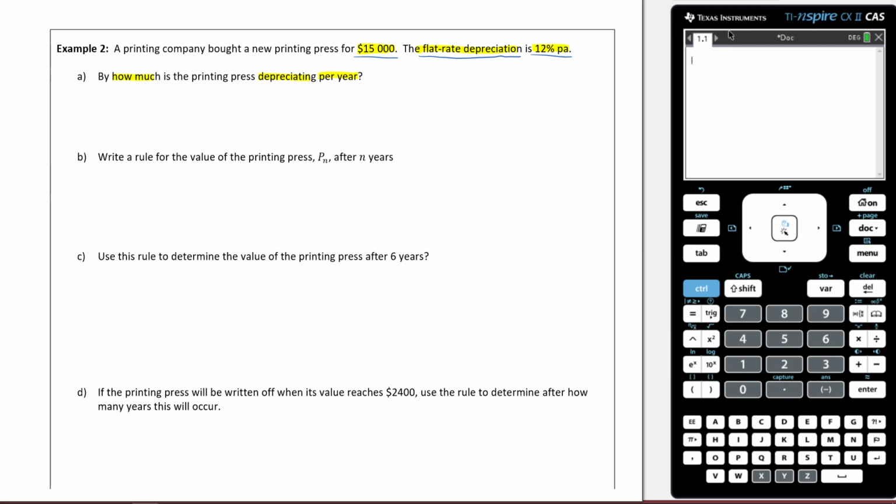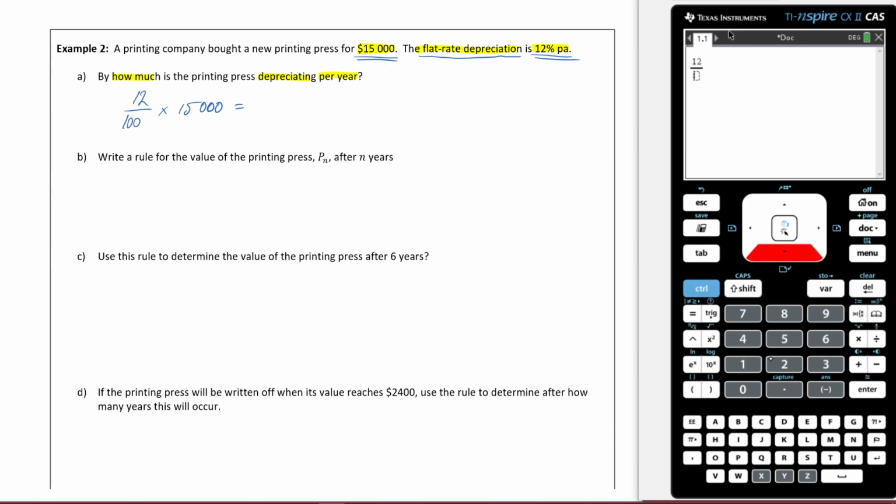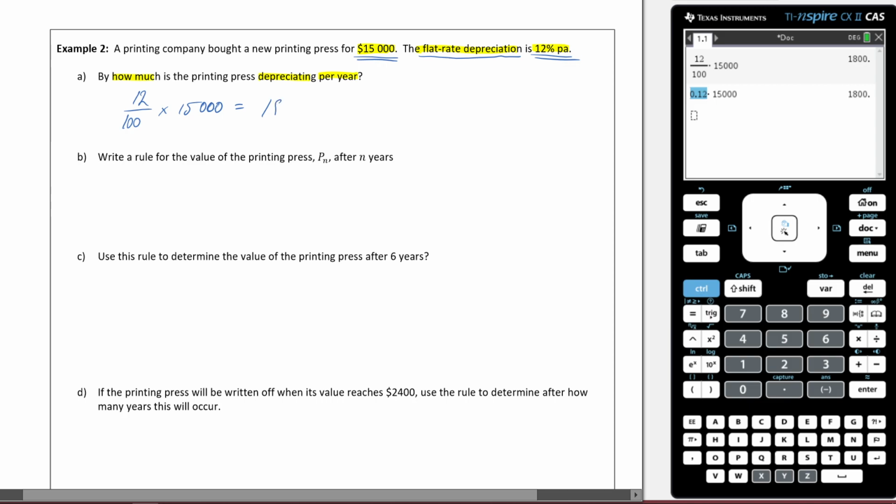So to figure out how much I'm losing per year, I'm going to have to figure out what 12% of 15,000 is. To write that, I go 12 over 100 times 15,000. That's how I find what 12% of 15,000 is. What I think is a bit of a quicker way to do this is simply to go 0.12 times 15,000. Same thing. 12 on 100 is the same as 0.12. That's 1,800. Each year, we're losing $1,800 worth of the value of this printing machine.